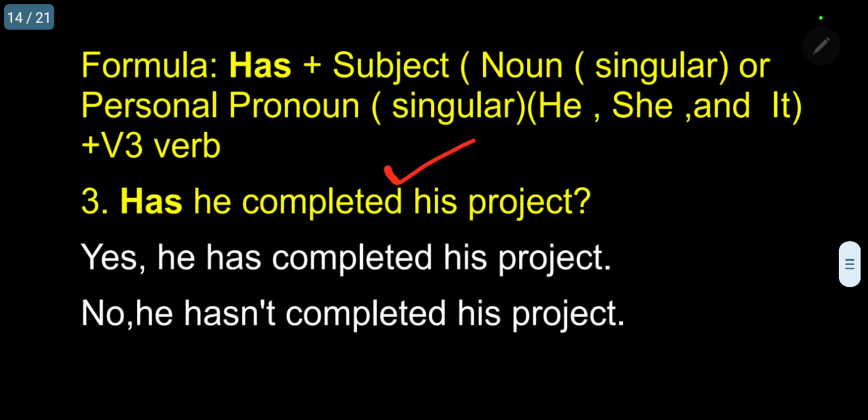If it is yes, he has completed his project. That means complete is the main verb, has is the auxiliary verb. No, he hasn't completed his project. Kindly follow. Number 4.